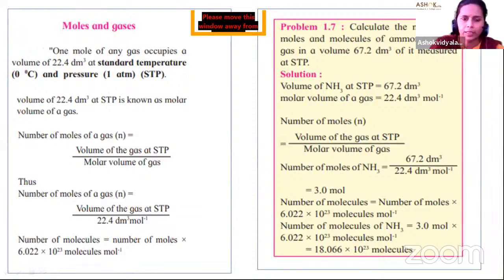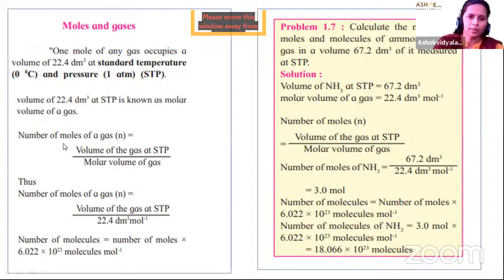Volume of gas at HTP, how much is it? It is 22.4 dm cube. 1 mole of any gas at standard temperature and pressure always occupies 22.4 dm cube of volume. Standard temperature and pressure condition means what? 0 degree centigrade, or 273 Kelvin, and pressure 1 atmosphere.